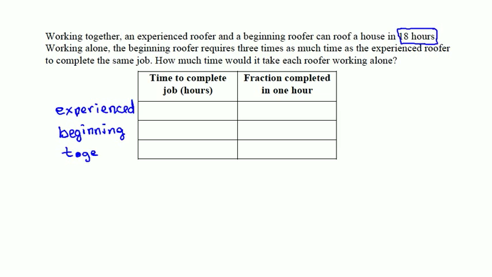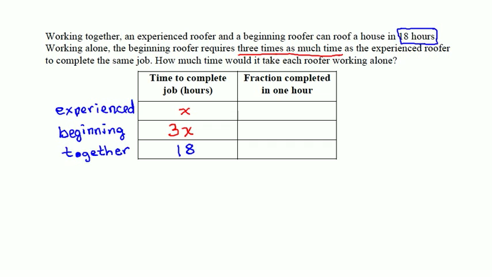This is where we always summarize the time that it takes them to do the job together. So the time working together in this case is the information that we are given in this problem. Working alone, the beginning roofer requires 3 times as much time as the experienced roofer. So the way I'm going to use this is to say if the experienced roofer can complete the job in x hours, the beginning roofer would require 3x, or 3 times x hours.